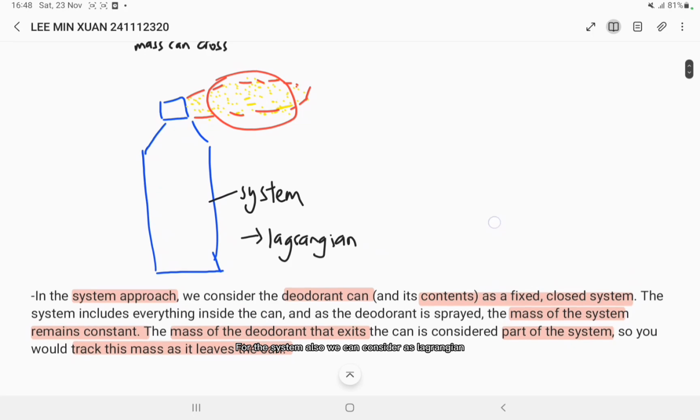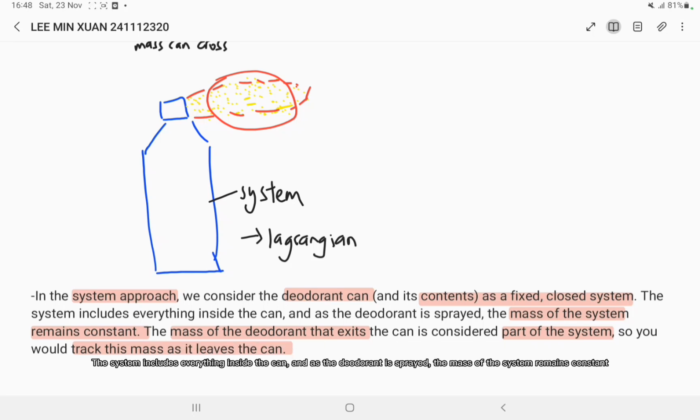For the system, we can consider it as Lagrangian. We consider the can and its contents as a fixed closed system. The system includes everything inside the can, and as the spray is released, the mass of the system remains constant, which means that the mass of the spray that exits the can is considered part of the system. So we can track the mass as it leaves the can.